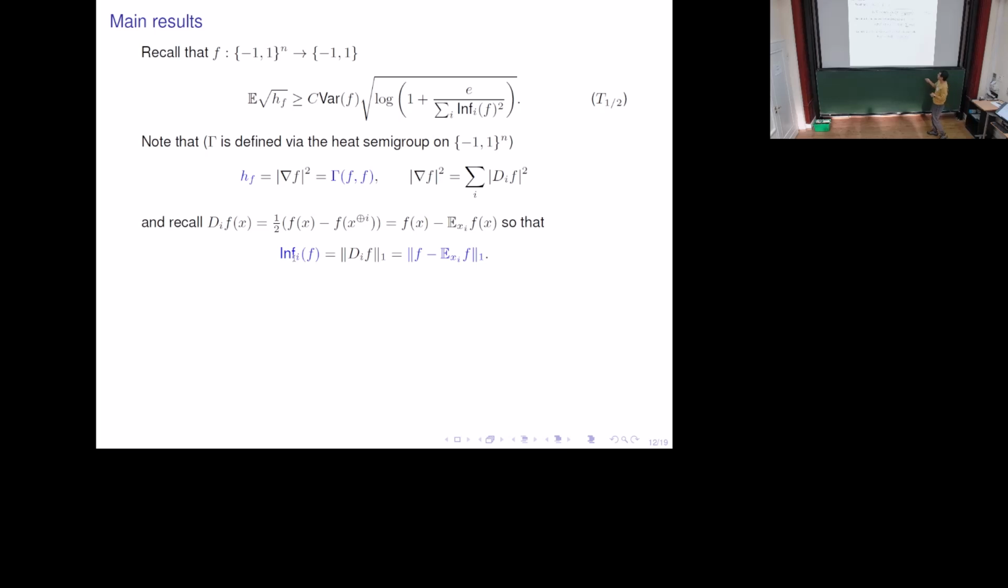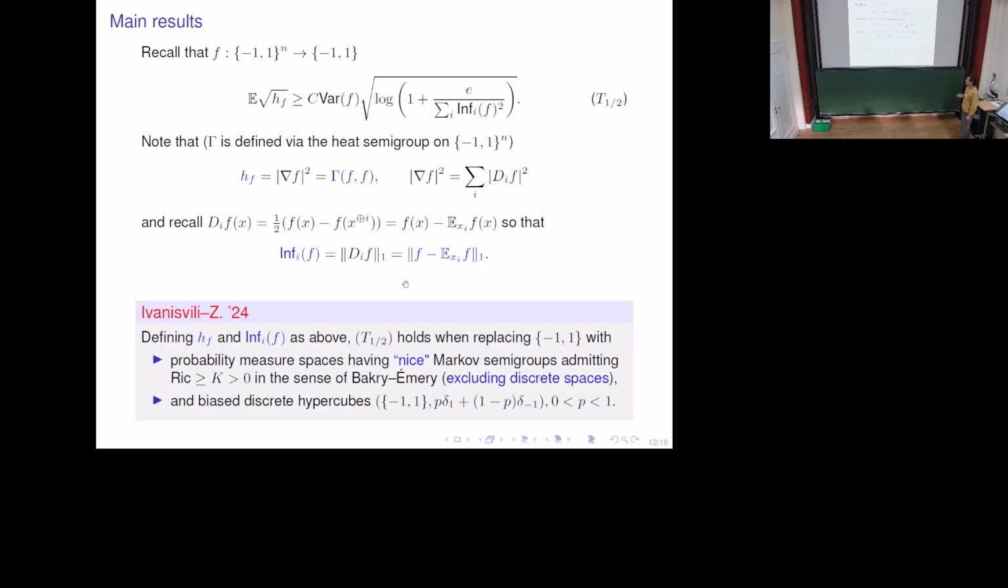this partial derivative operator is actually not so helpful when it comes to more general spaces. So you may observe the following thing: D_i f on the Boolean cube, whose definition is here, is actually the difference between f and the conditional expectation of f with respect to the ith variable. That is still something you can verify. And we are going to define the individual influence on more general spaces using this expression: the L1 norm of f minus the conditional expectation with respect to the ith variable. For example, for the Gaussian space.